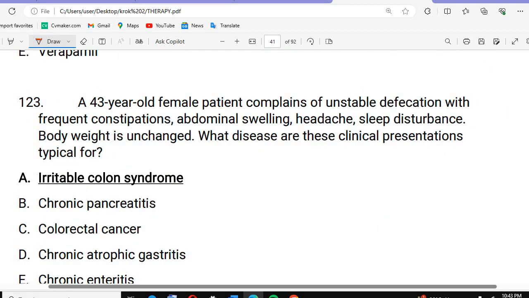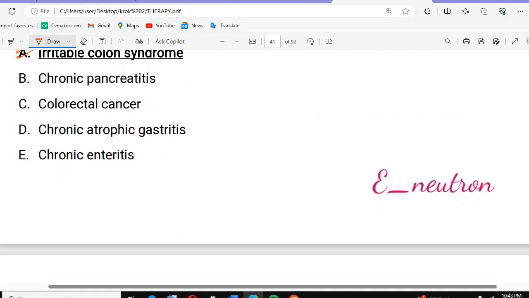After that, we have done irritable colon syndrome or bowel syndrome. That is the same question that we have discussed: irritable colon syndrome or bowel syndrome.